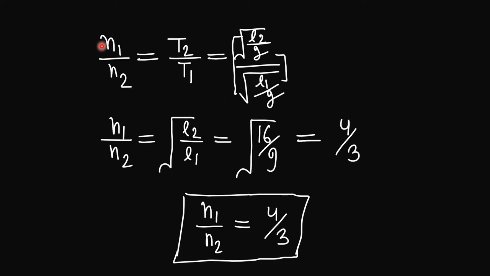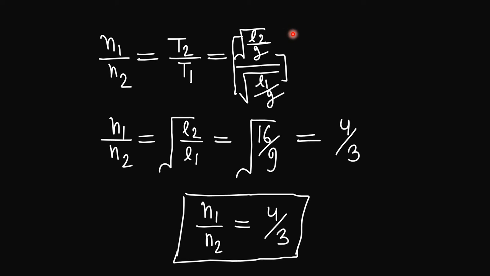Okay. Now put the values over here. N1 by N2 is equal to T2 by T1, because N1 is 1 upon T1 and N2 is 1 upon T2. So N1 by N2 is equal to T2 by T1, and T2 is under root L2 by G. T1 is under root L1 by G.